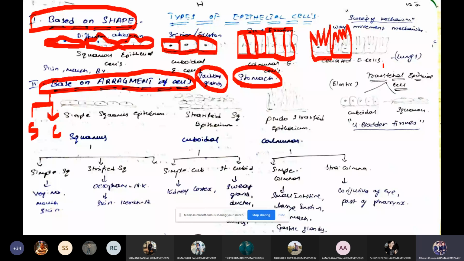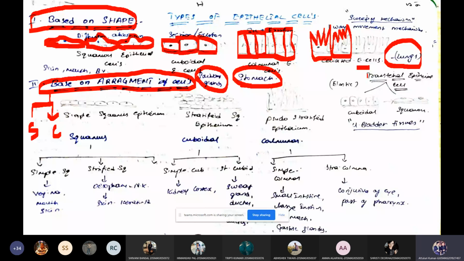So based upon the shape, we have four types: squamous epithelial cells, cuboidal epithelial cells, columnar epithelial cells, and ciliated epithelial cells. Squamous epithelial cells are present in the skin, mouth and blood vessels, whereas cuboidal epithelial cells are present in the salivary glands, columnar epithelial cells in the stomach, and ciliated epithelial cells in the lungs. Now there is a fifth type of cell. That cell will change its shape.